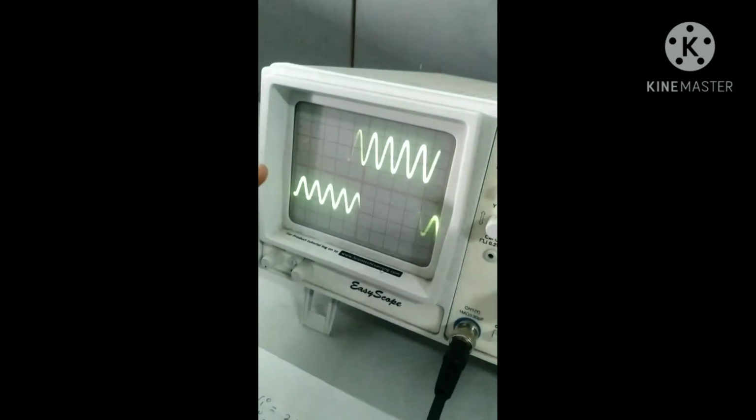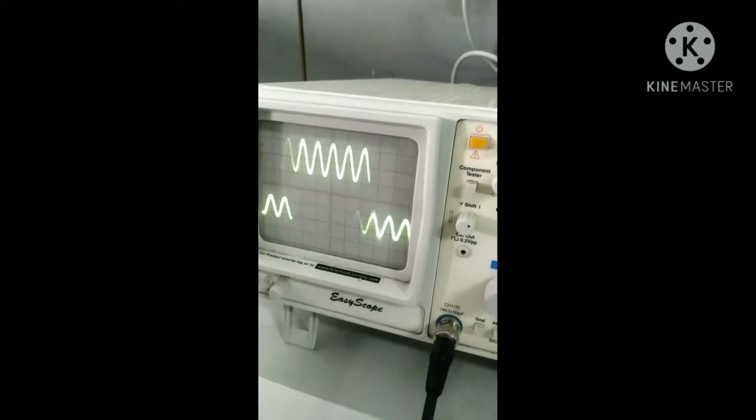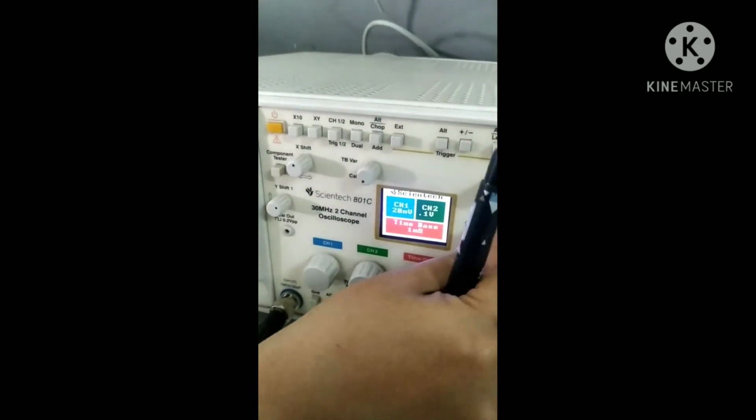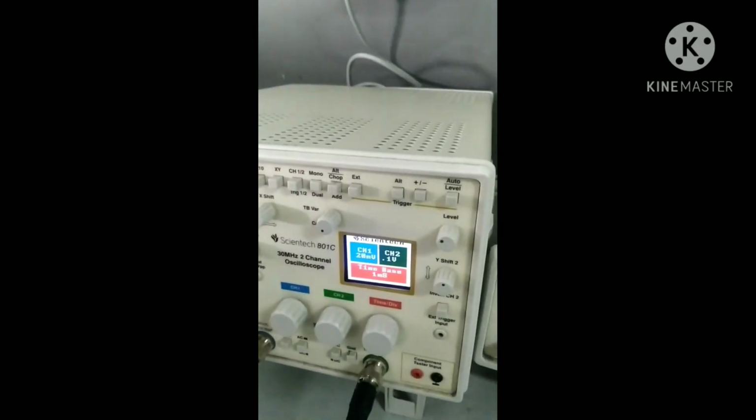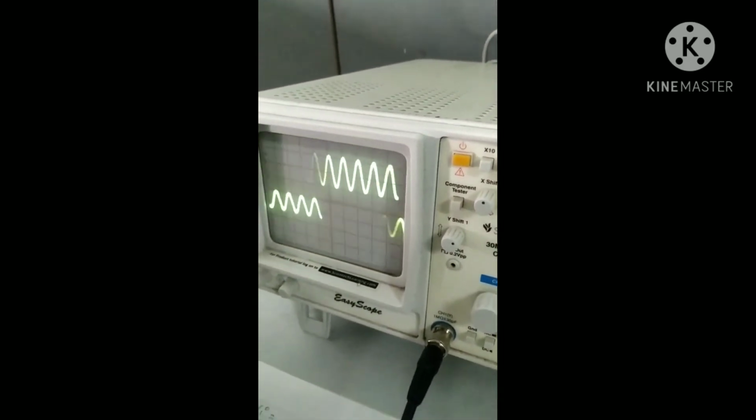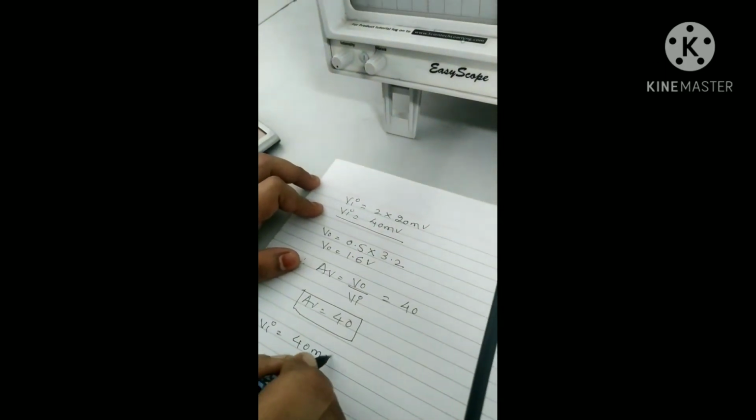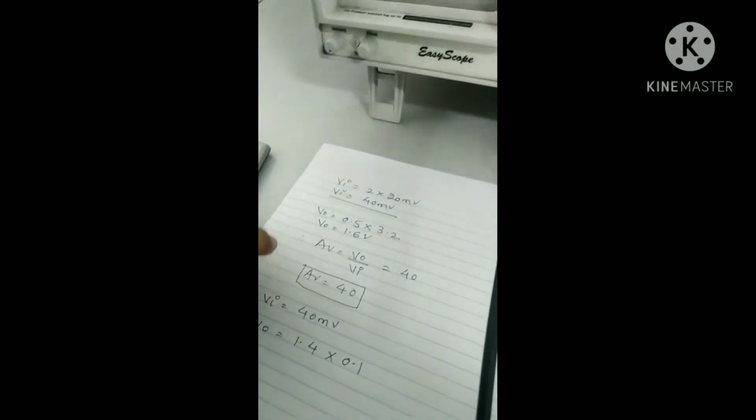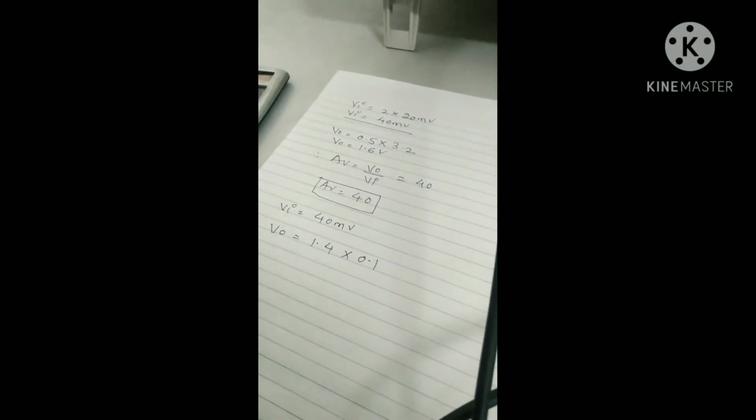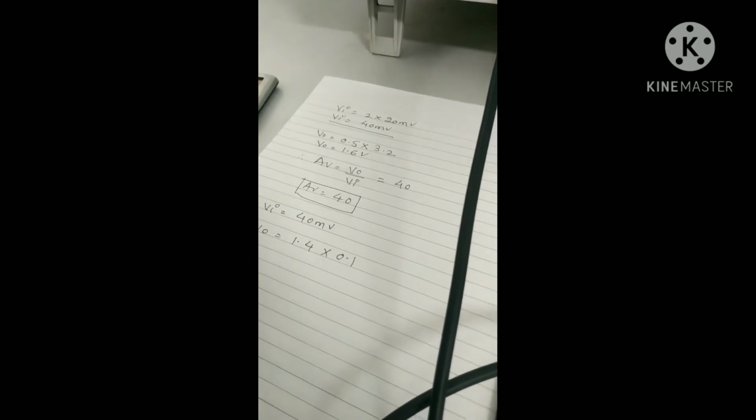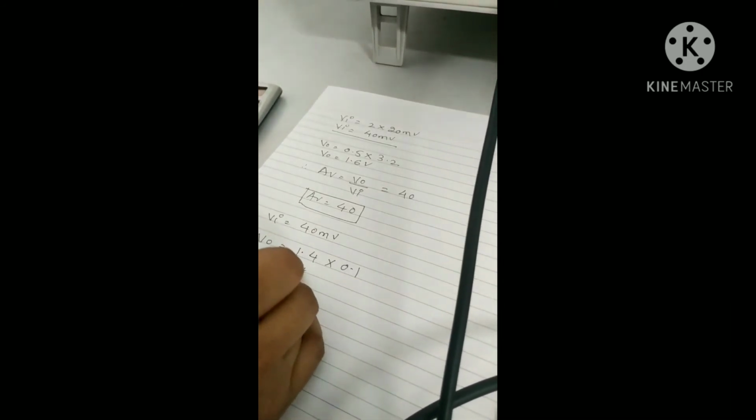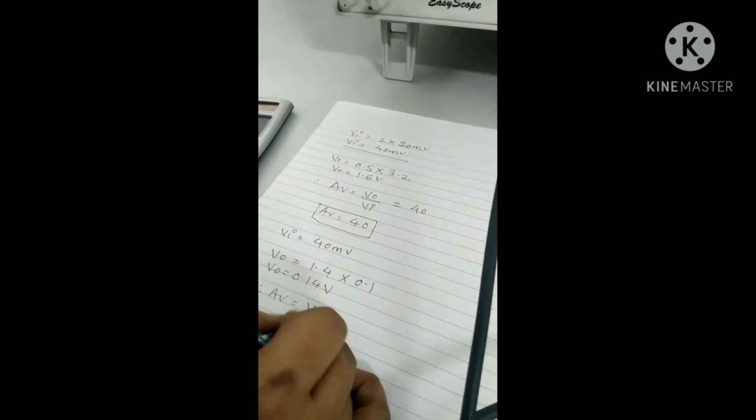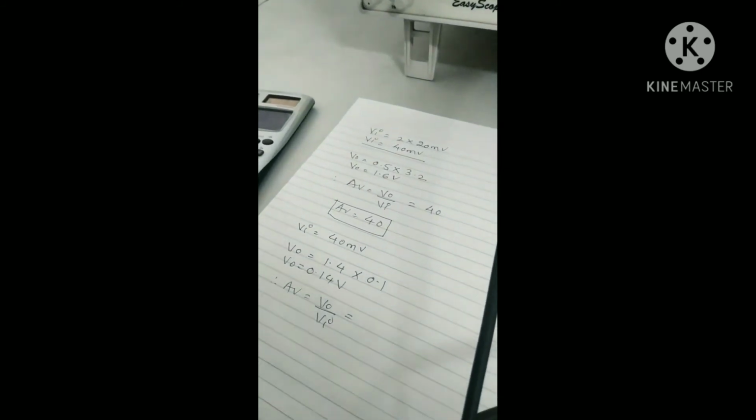Now here you can observe my input is still 40 millivolt, but look at the output I am getting. It is 1.4 into 0.1 volt. So what is my VI? VI is still 40 millivolt and VO is now 1.4 into 0.1 volt, that is the scale. So 1.4 into 0.1 is 0.14 volts. Now I will calculate AV, that is VO upon VI, so it is 0.14 divided by 40 millivolt.